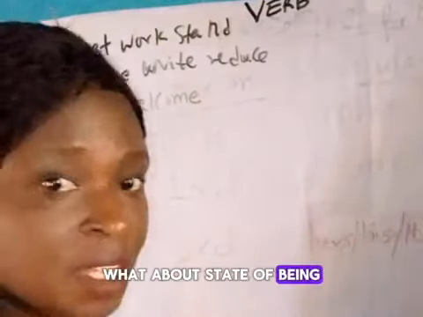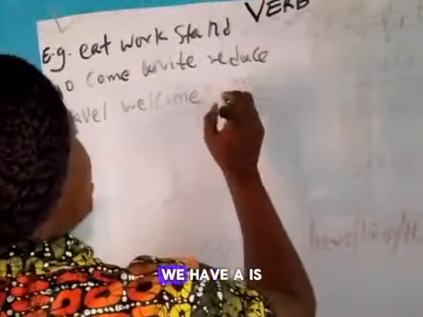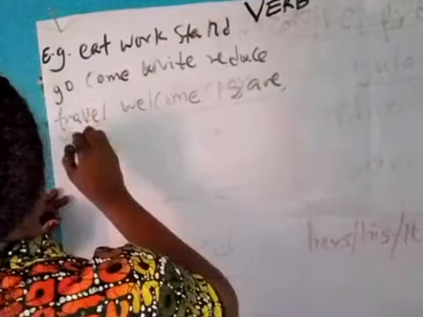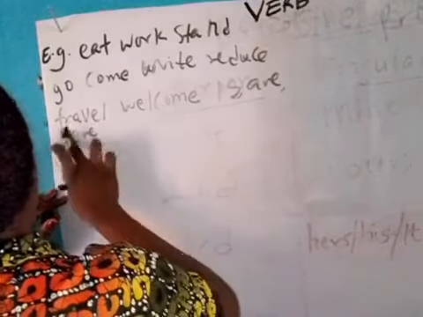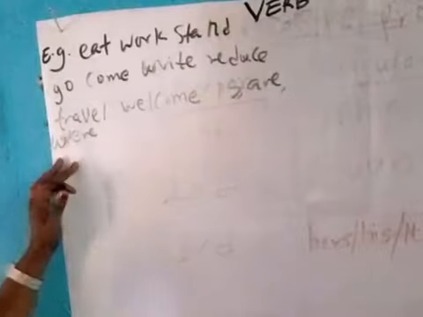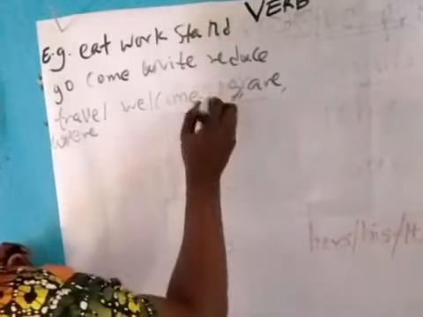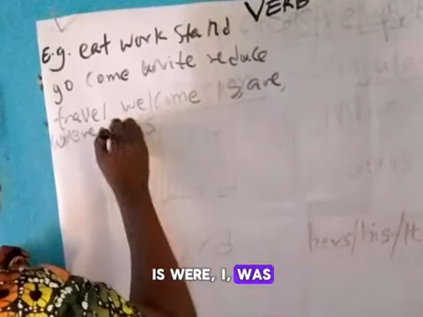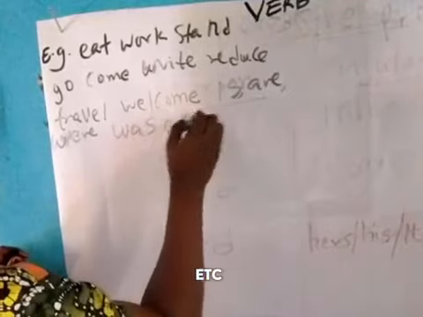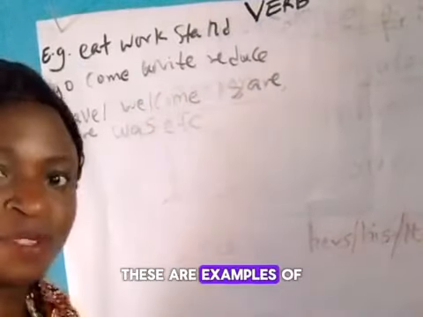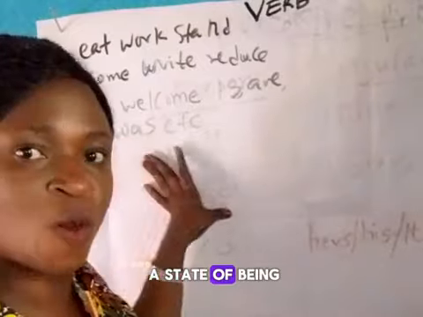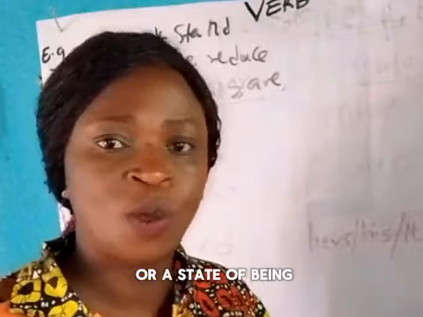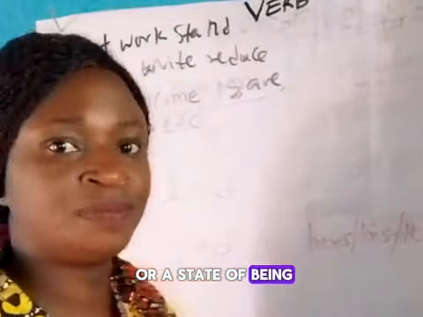What about state of being? We have is, are, where. Do you see that? Is, where, are, was, etc. These are examples of a state of being. A verb is a word that shows action or a state of being.